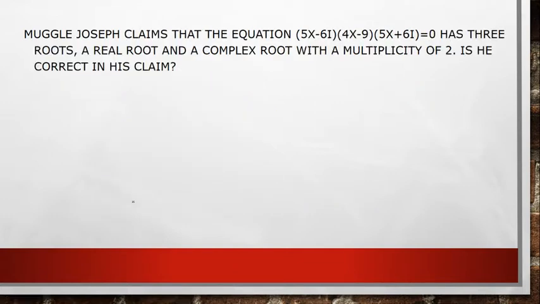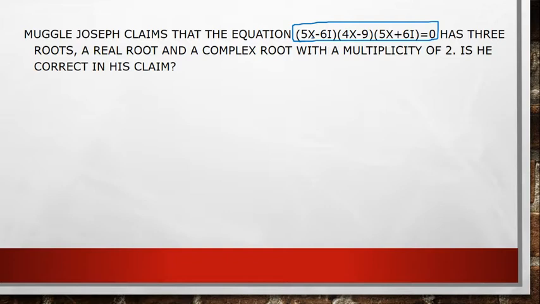Muggle Joseph claims that the equation 5x minus 6i times 4x minus 9 times 5x plus 6i equals 0 has 3 roots, a real root and a complex root with a multiplicity of 2. Is he correct in his claim? Well, let's go ahead and figure out what the roots are. Remember that when you have an equation where it's equal to 0 and it's completely factored out, we're going to take each of the factors, set it equal to 0, and solve.